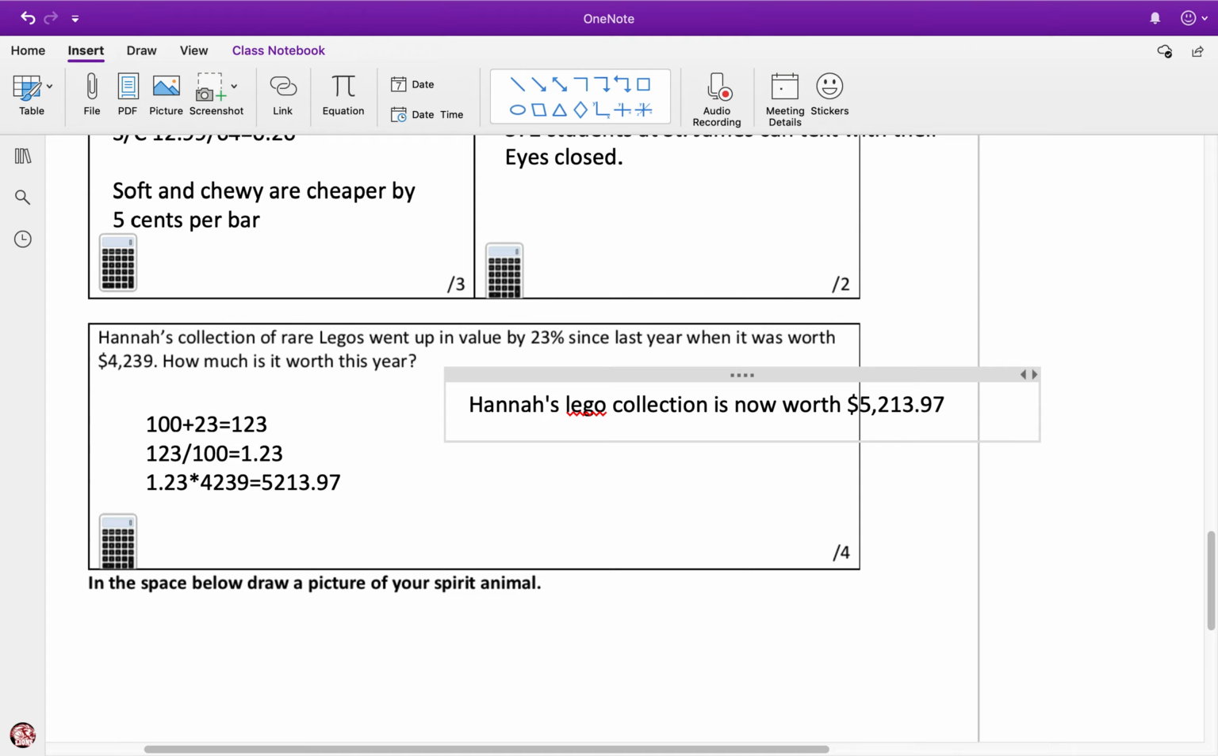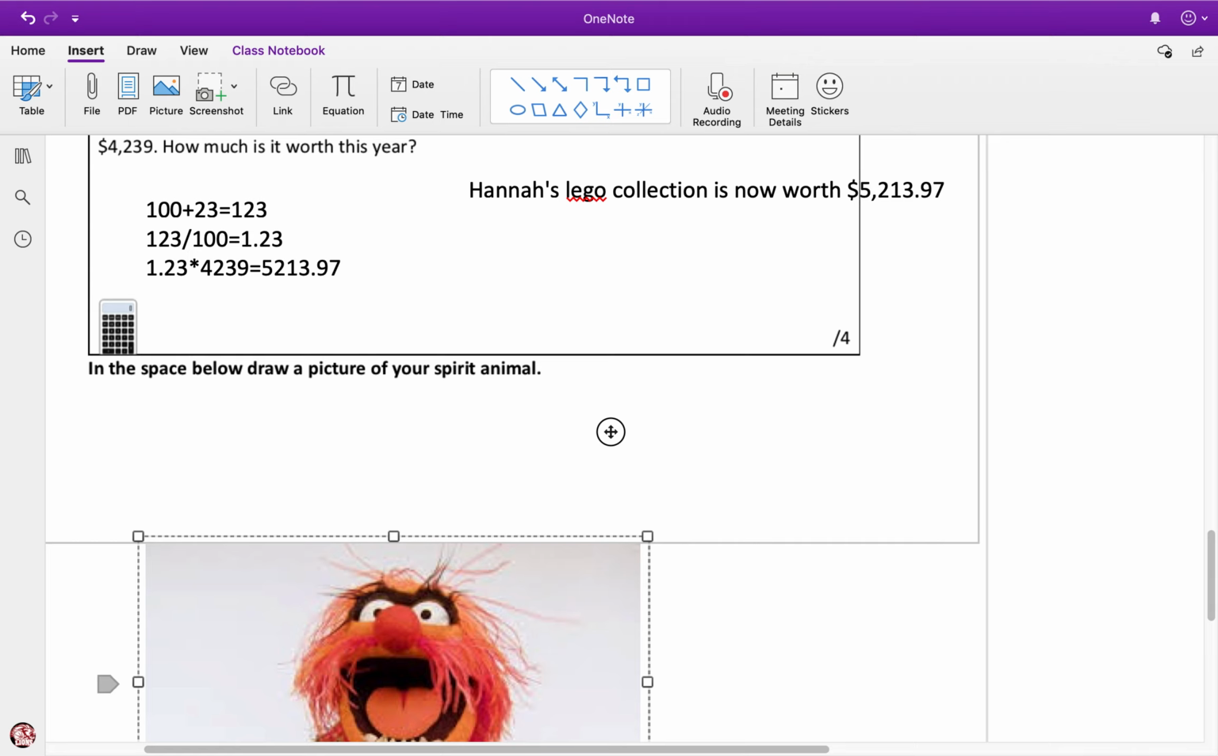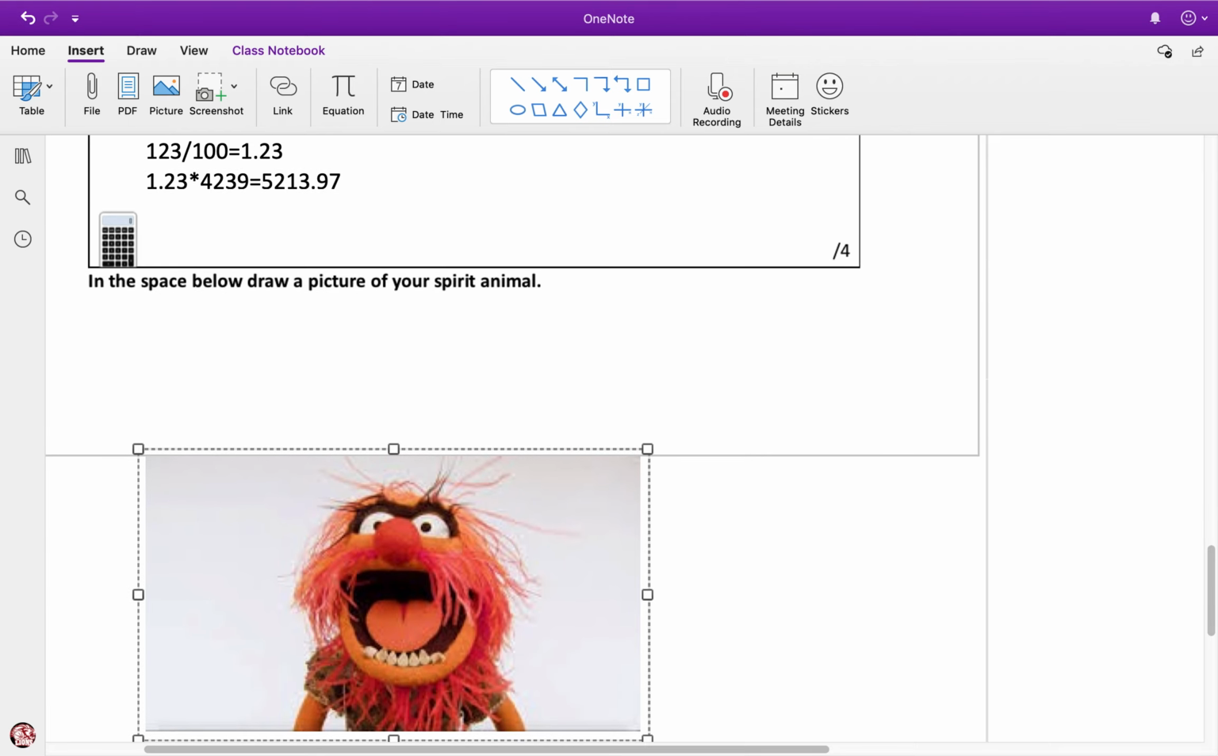And then a spirit animal. What should my spirit animal be? I think I'm going to make a spirit animal. So I think I like this as my spirit animal. Some of you will get it, and some of you won't. It is Animal from Muppets. I don't think I can think of another spirit animal right now off the top of my head.